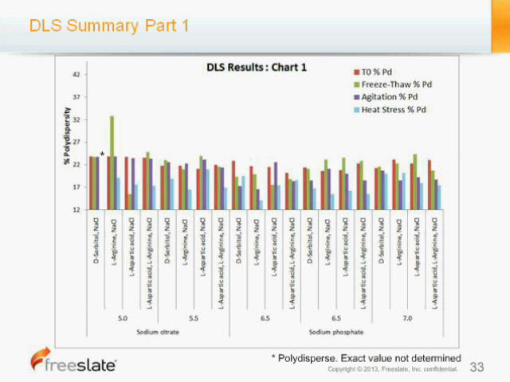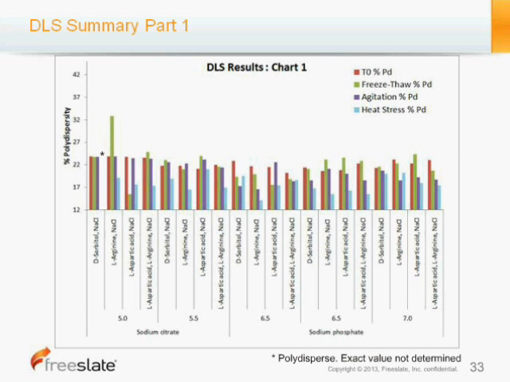And what we see here at T0 is somewhere between 16 and 23% polydispersity. And much like what we saw with our SEC results, with the agitation and the heat, there's actually a slight decrease in the particles in the different formulations. So this is a bit surprising, but it is consistent with our SEC, and it's also suggesting that these formulations are working quite well with this stable protein.